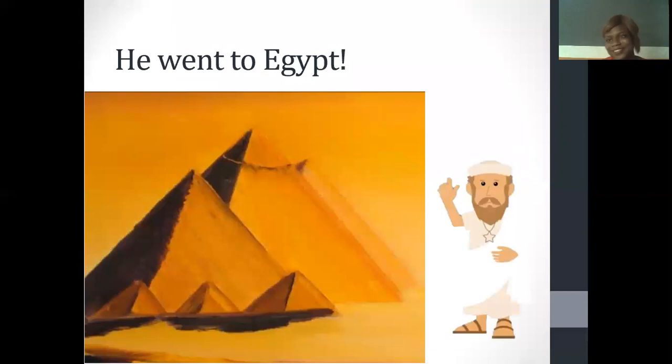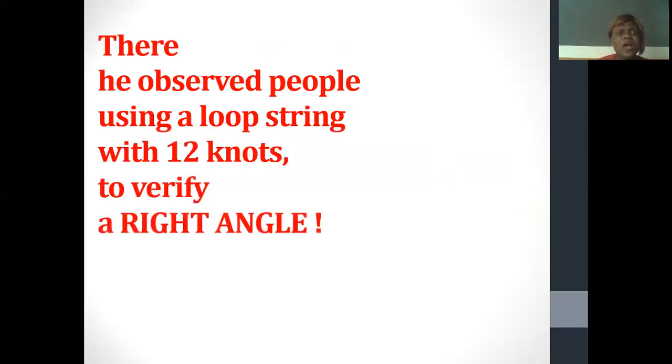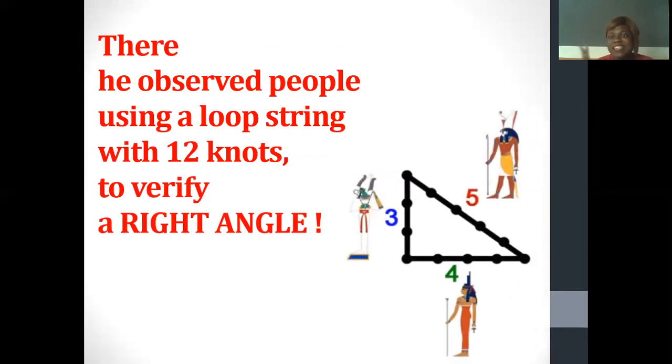So now he went to Egypt and discovered something. How he discovered it was that he observed some people using a loop string. You can see the loop string on the right side there. It had 12 knots, and they were using it to verify a right angle.